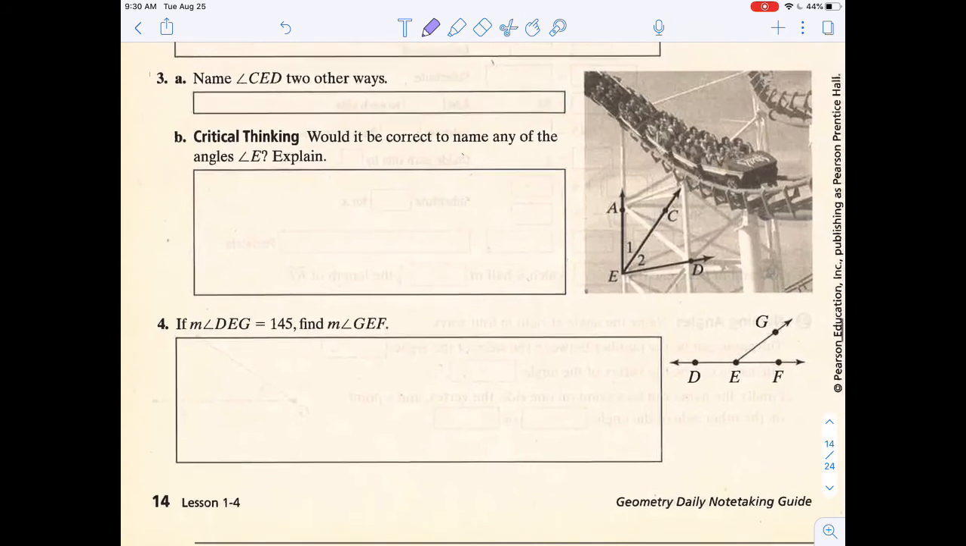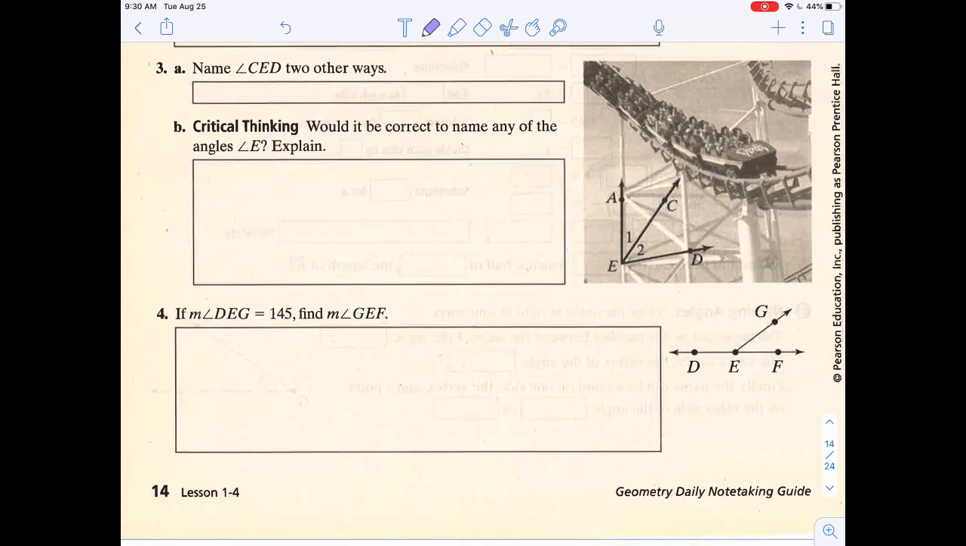Okay. 3, name angle CED 2 other ways. So angle CED, be careful about how you're naming it. You need 2 different ways. Part B, would it be correct to name any of the angles angle E? Think about what we talked about there.